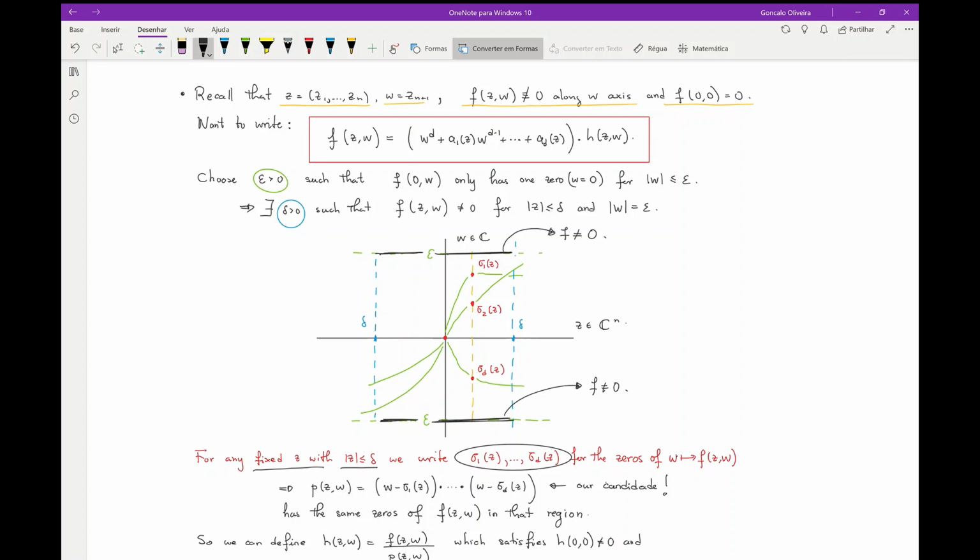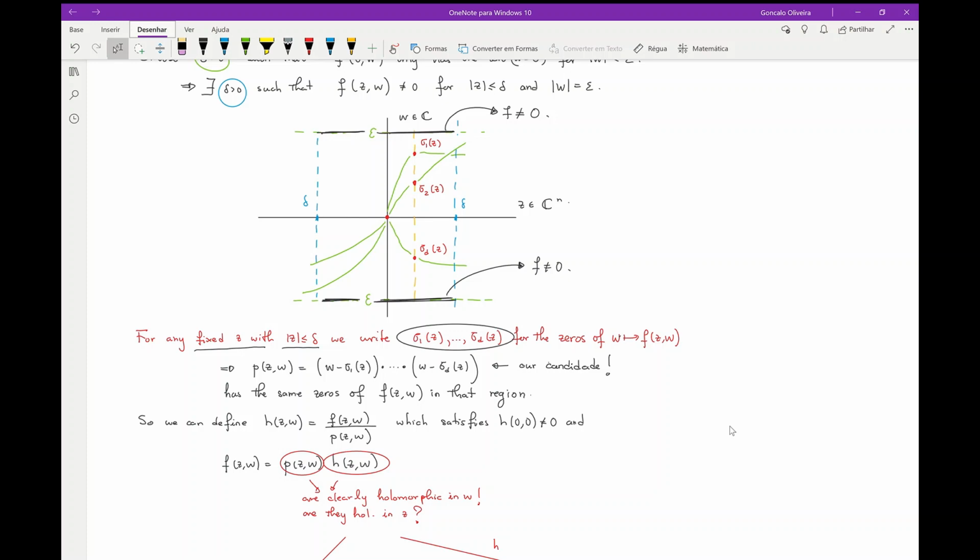Then I'm going to write my candidate to be the Weierstrass polynomial. This is the candidate, which is basically the polynomial that has zeros precisely there. By the way, these zeros I'm counting with multiplicity. If there is a zero that has multiplicity 2, then I'm going to write it in this list twice.